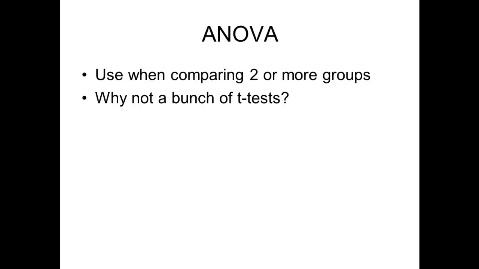Remember that we want there only to be a 5% chance or less of a likelihood that we're making that type 1 error. So the ANOVA allows us to compare all of the groups that we have in one test and keeps the type 1 error to just the 5% or less.